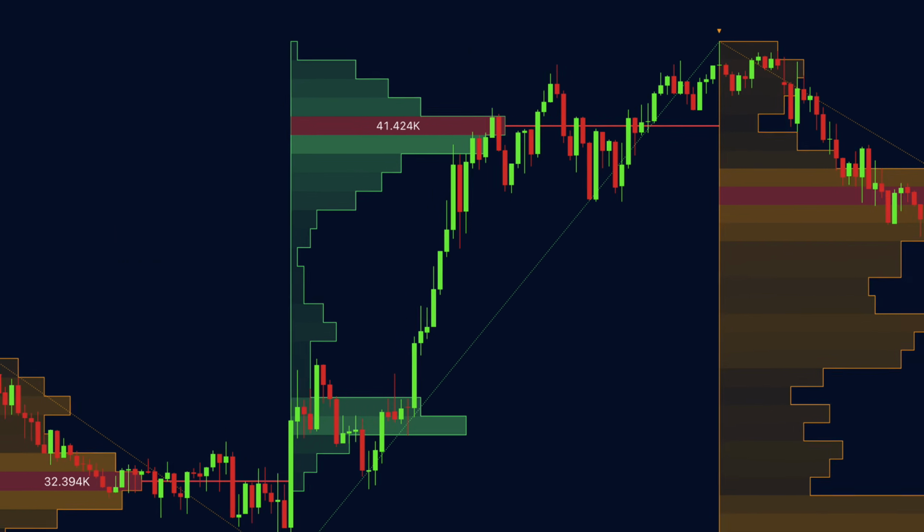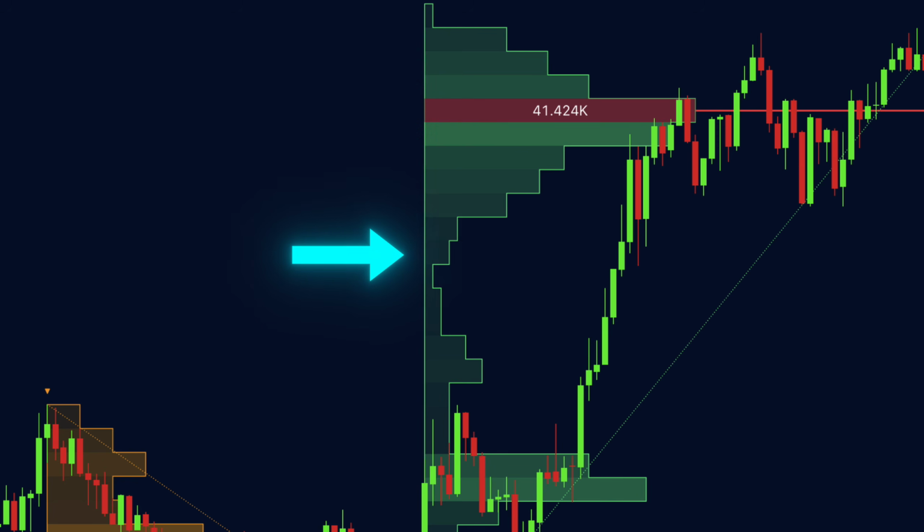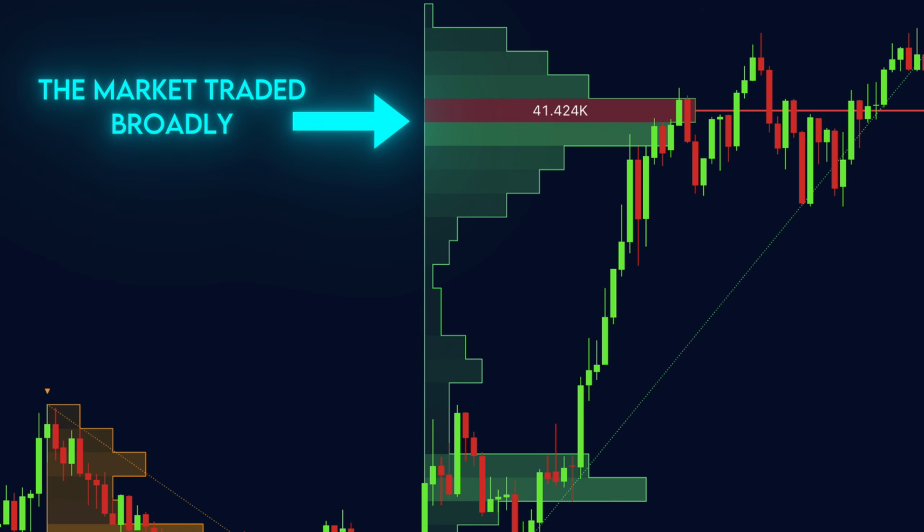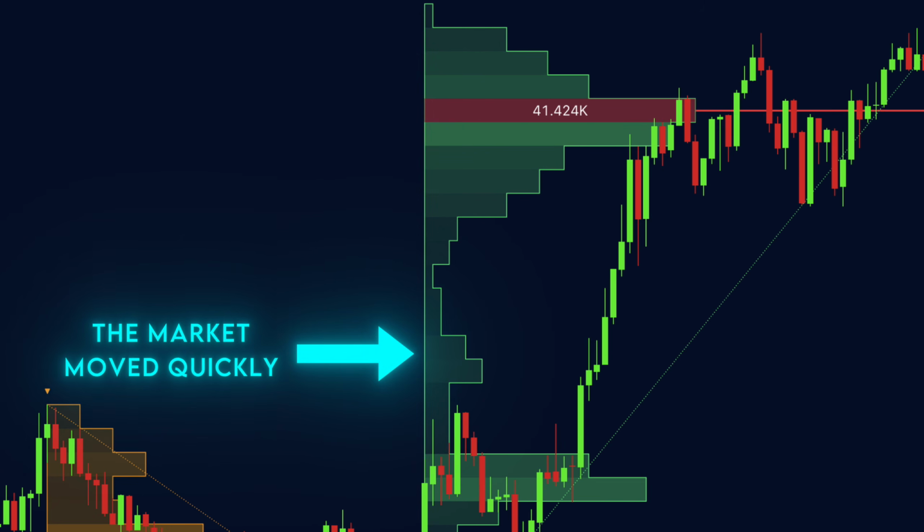Another thing you may notice is how the distribution of volume changes from swing to swing. Some profiles look wide and balanced. Others look narrow and concentrated. A wide profile often indicates that the market traded broadly during that swing, meaning buyers and sellers were negotiating price. A narrow profile usually means the market moved quickly with strong directional pressure.